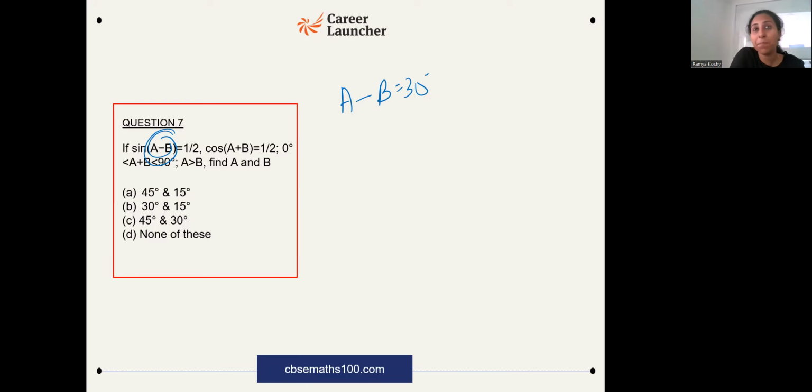Now, when you're finding out the values, you can check in the options only. A minus B, A is greater than B. So check where the difference is 30, where the sum is 60. It will be option A. 45 minus 15 is 30, 45 plus 15 is 60. So that's the answer. Alright?